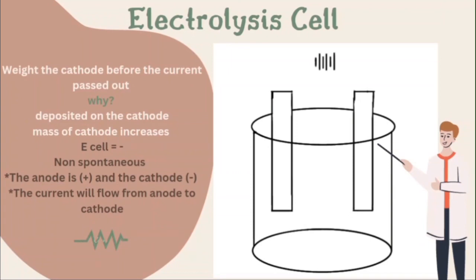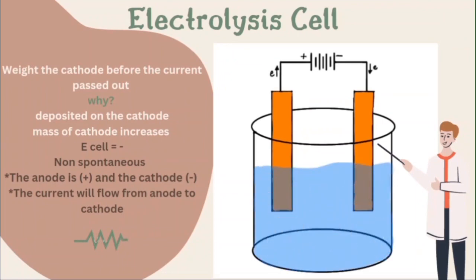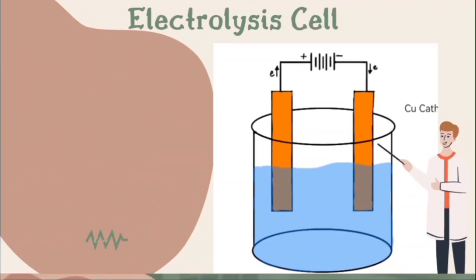Since copper atoms are deposited on the cathode, the mass of the cathode increases and the mass of the anode decreases by an equal amount. The potential of the cell is negative, which means it's non-spontaneous. The anode is positive and the cathode negative. The flow of the electrons in the external circuit, from anode to cathode, forms an electric current.